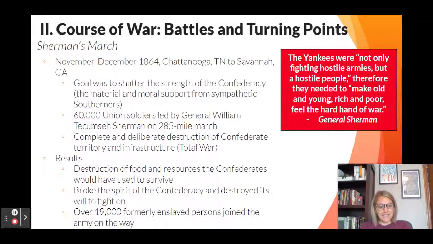As well, as they traveled through on this 285-mile march, they freed formerly enslaved peoples and they followed along this march with them. A quote from General Sherman: "The Yankees were not only fighting hostile armies, but a hostile people. Therefore, they needed to make old and young, rich and poor, feel the hard hand of war."